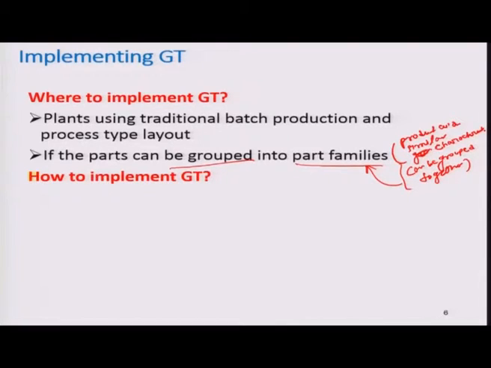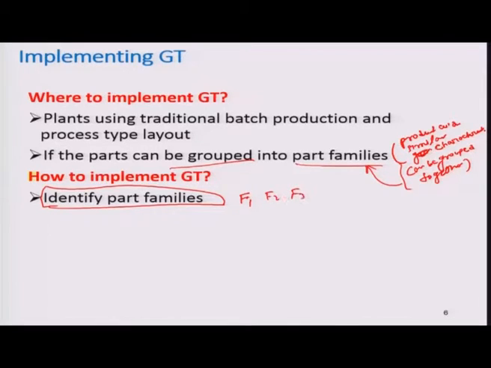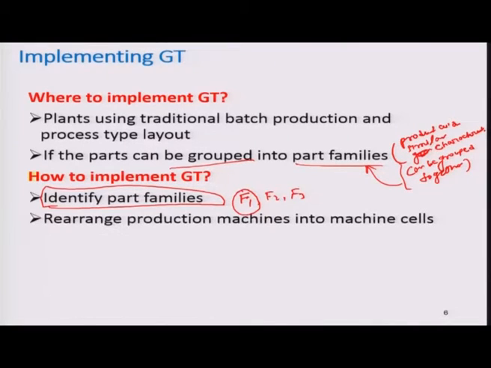How to implement group technology? First, you will have to identify part families, so you can make a lot of families: family 1, family 2, family 3, and each family has a variety of parts with similar characteristics. Then rearrange your existing production machines into machine cells.